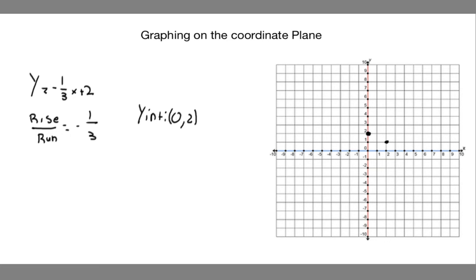Go up 1 to the right 3, up 1 to the right 3. As before, we can continue doing this indefinitely, but I'm just going to stop over here, and just connect all the points. Preferably, you should use a ruler. I don't have one with me right now, so I can't really do that. And yeah, it's a really messy line, but it'll just have to do for now.